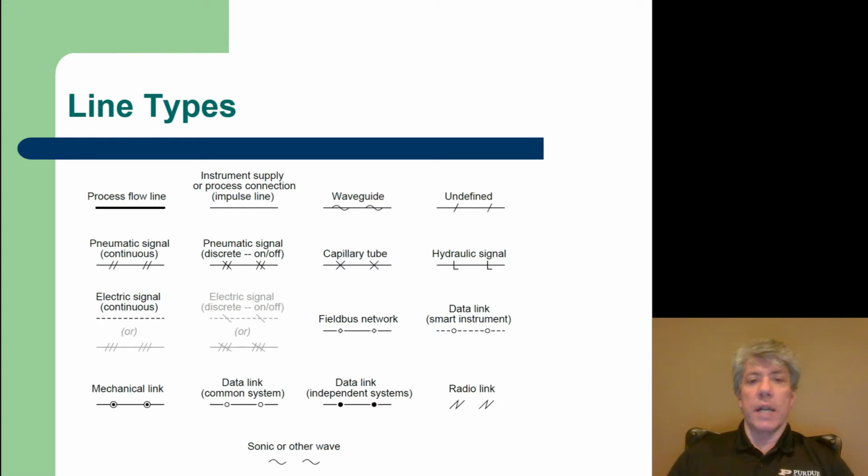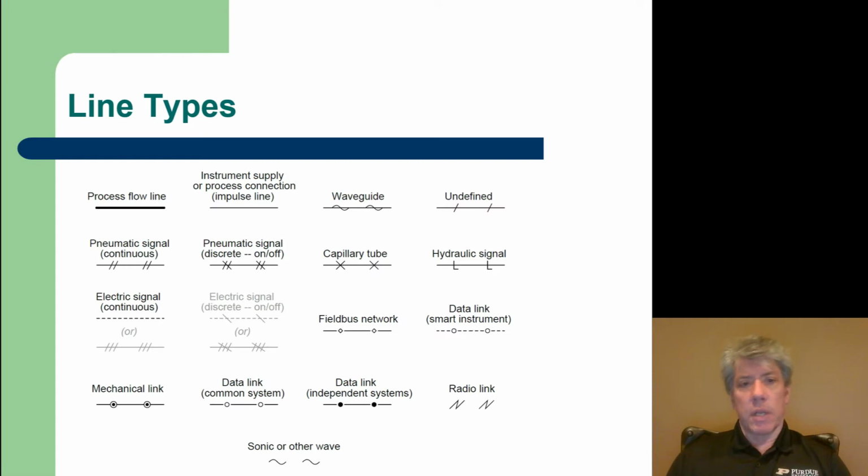Now there's several different line types. You see three that are grayed out there. They're not part of the standard anymore, although they are still used, but they're not a standard. It used to be that for electrical signals, there was a differentiation between continuous and discrete signals. Discrete signals had a slash through it, but any dashed line now can represent an electrical signal.